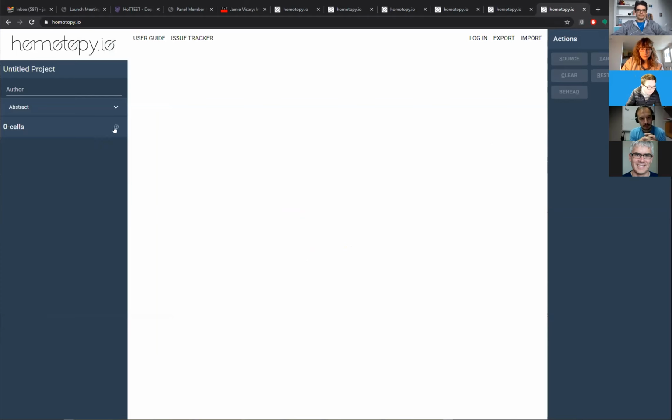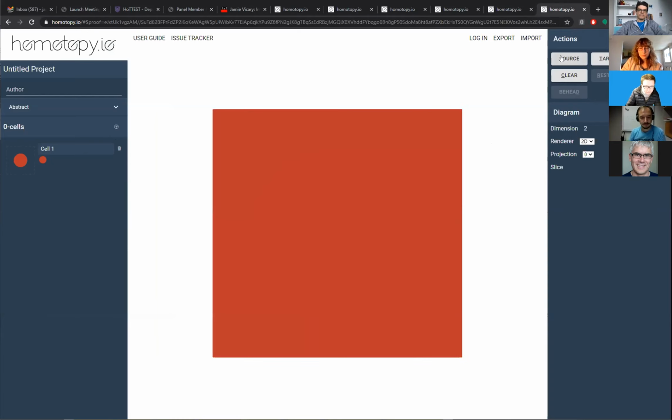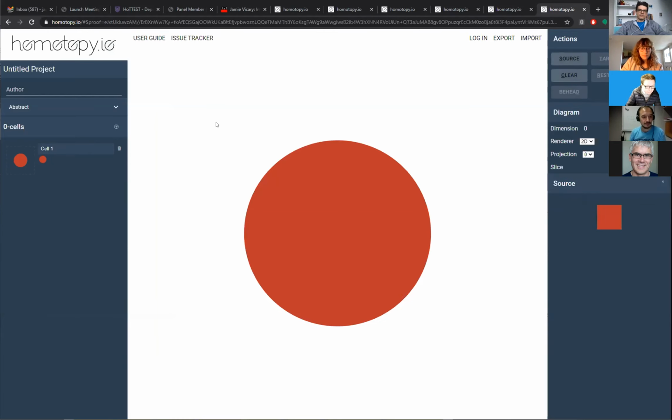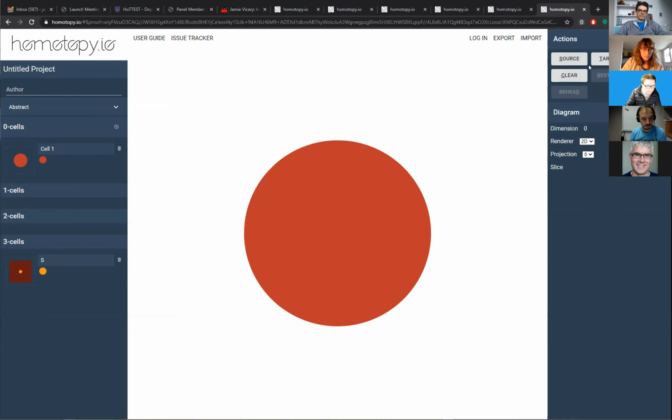So let's now do it in homotopy.io. We have a single 0 cell. We take the identity on the identity and use that as the source, and the identity on the identity as the target. So it's now appearing as a 3-cell. We call it S, and we do it again.